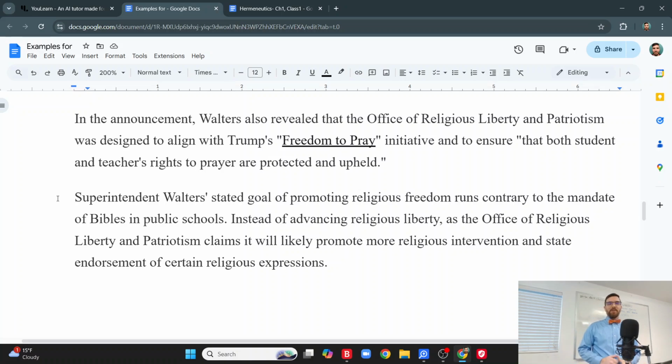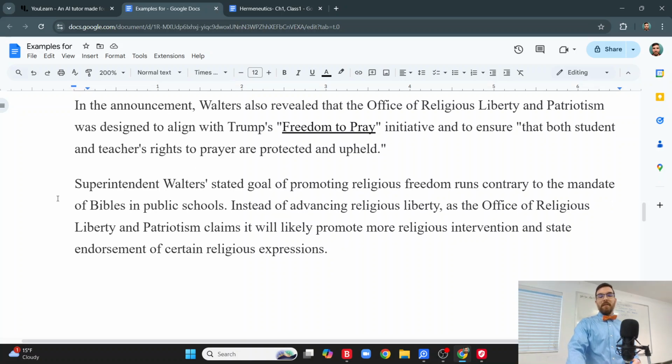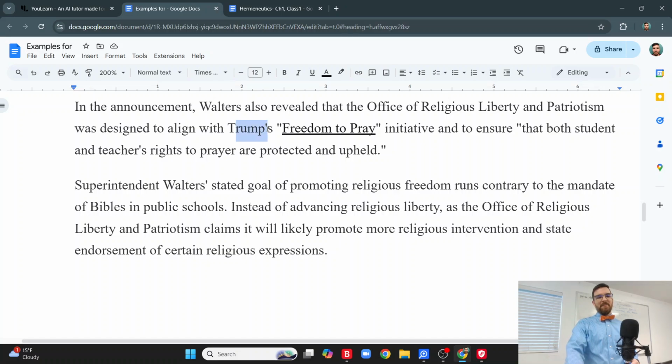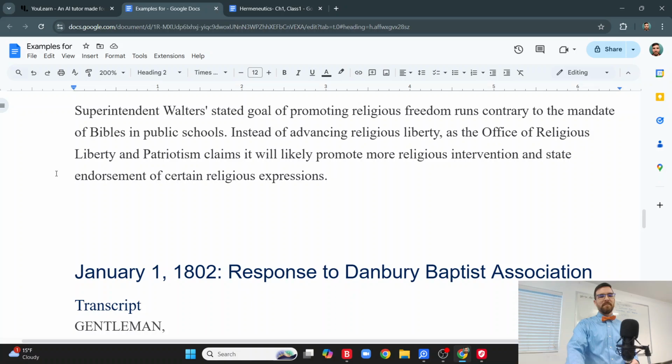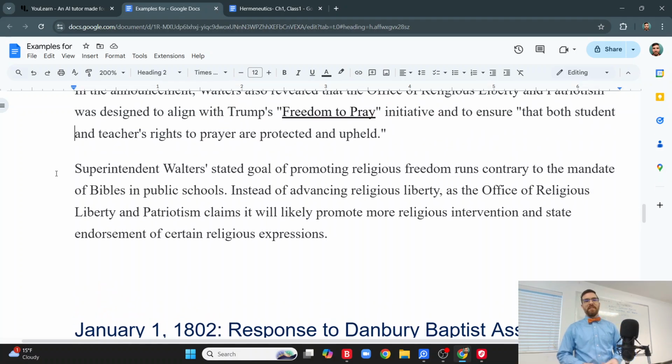In the announcement, Walters also revealed the Office of Religious Liberty and Patriotism was designed to align with Trump's Freedom to Pray initiative and to ensure that both student and teachers' rights to prayer are protected and upheld. Again, why are we mentioning that guy? It's interesting. So, this is where he finishes up with kind of his own interpretation of what's going on here. Superintendent Walters' stated goal of promoting religious freedom runs contrary to the mandate of Bibles in public schools. That's an argument. He's making his point.